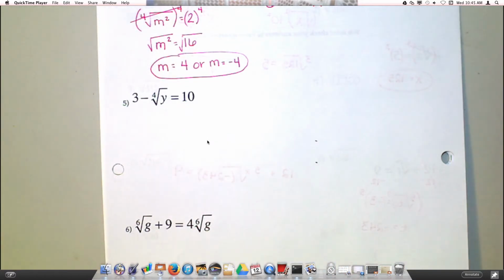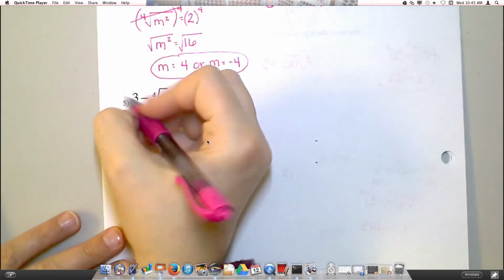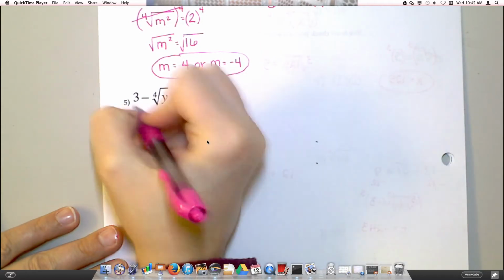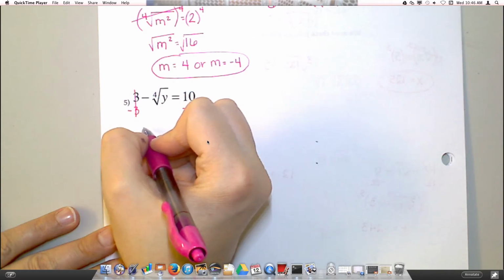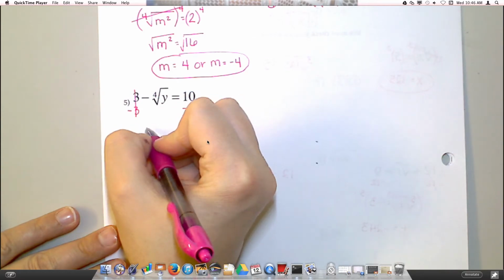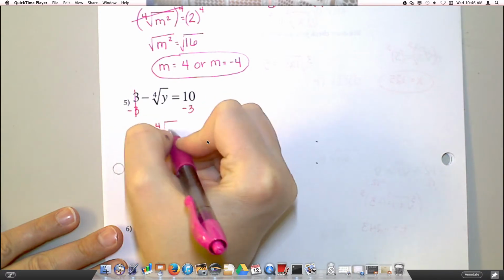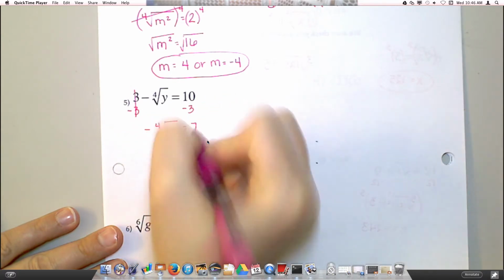How do I get rid of that 3? Subtract it. Good. Hey guys, listen up. Be careful on number 5. That 3 is a positive 3. So to get rid of it, I would subtract it. So I end up with the negative 4th root of y is equal to 7.